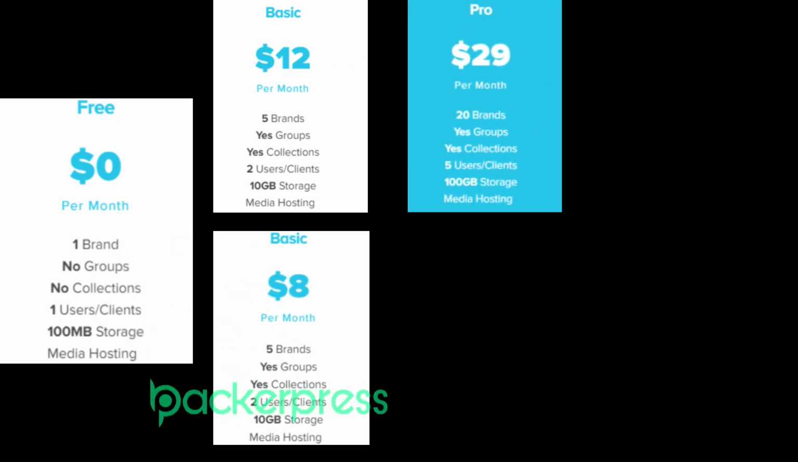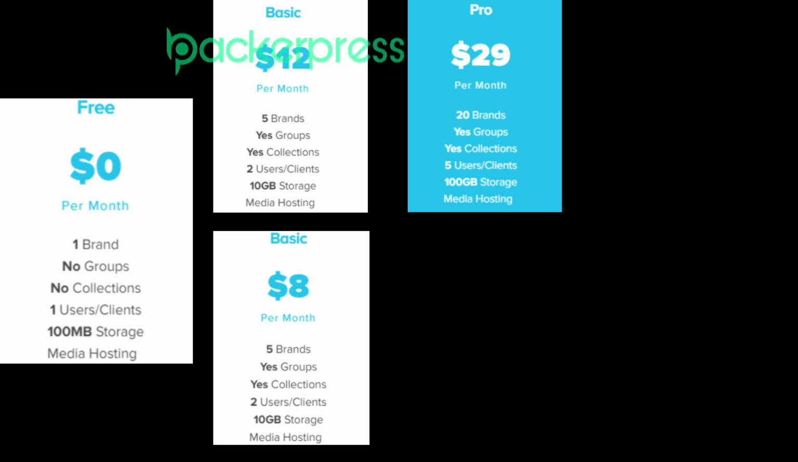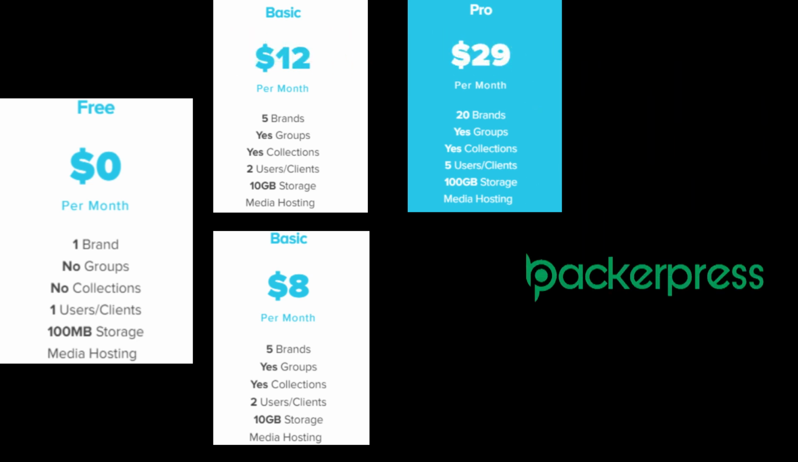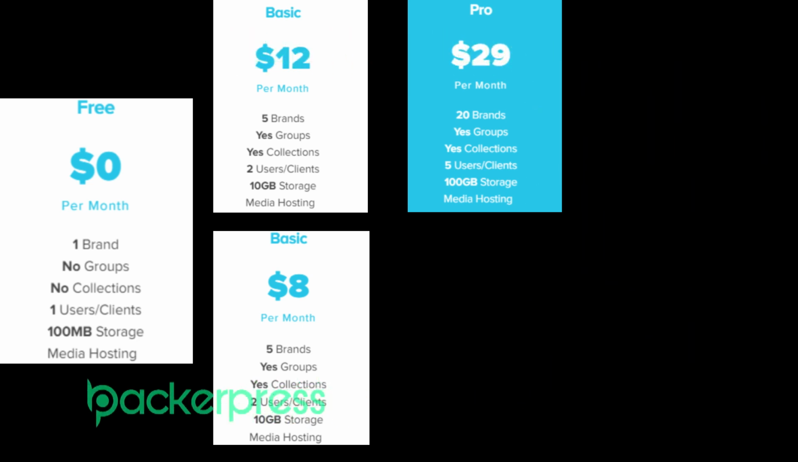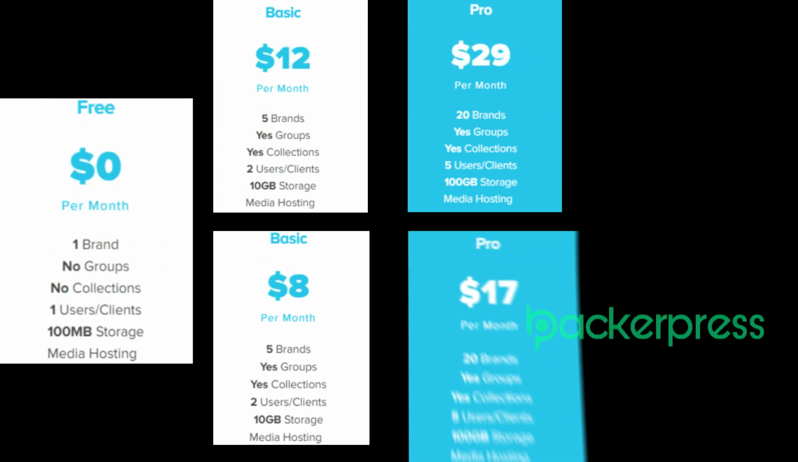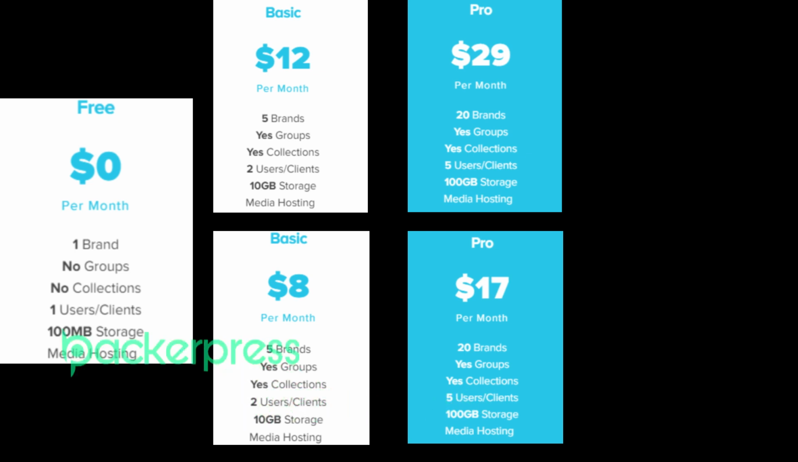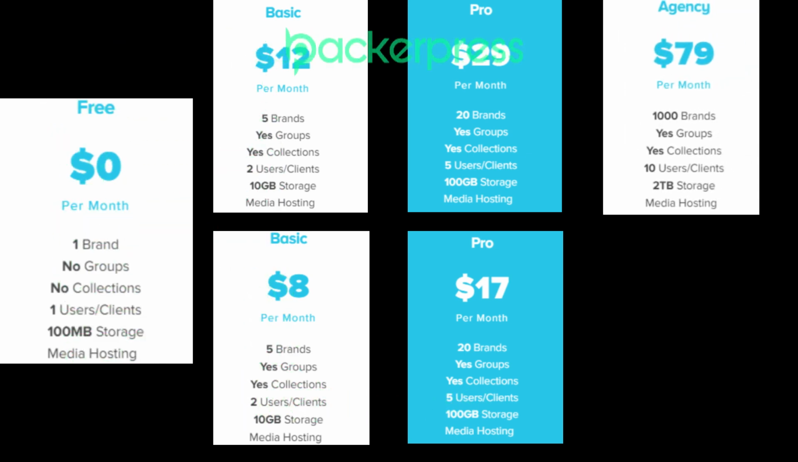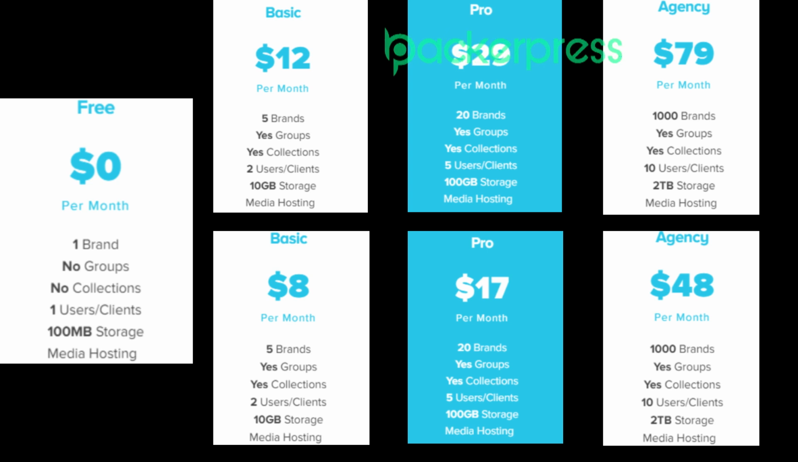Pro: 20 brands, allow groups, allow collections, 5 users clients, 100 GB storage, and media hosting for $29 per month billed monthly, and $17 per month billed annually. And agency: 1,000 brands, allow groups, allow collections, 10 users clients, 2 GB storage and media hosting for $79 per month billed monthly, and $48 per month billed annually.